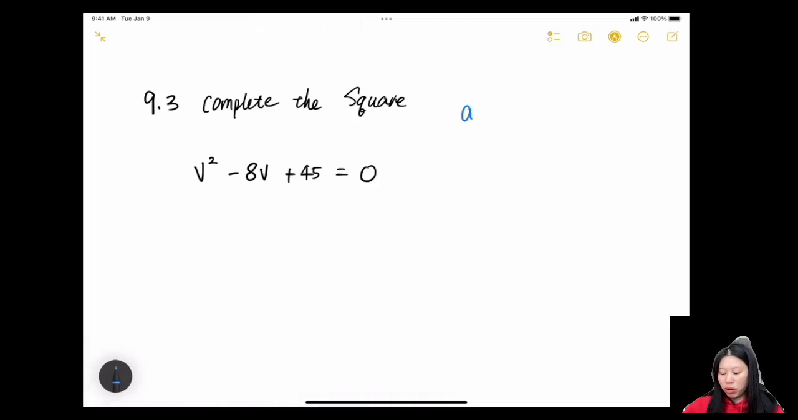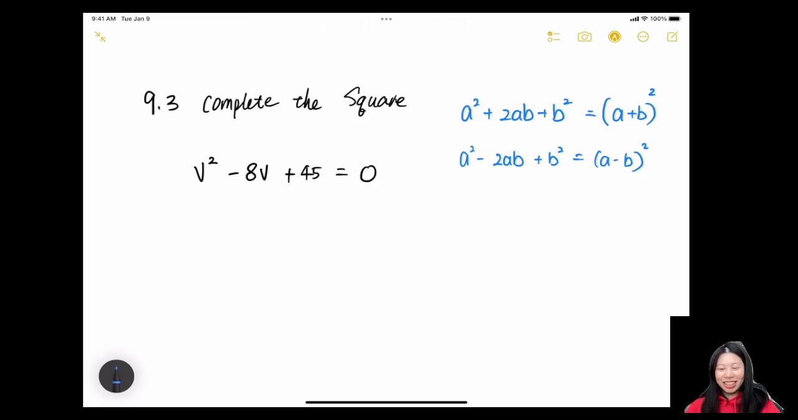The perfect trinomial: a squared plus 2ab plus b squared equals (a plus b) squared. That's the formula we base it on. Of course, there's a subtracting version, which is a squared minus 2ab plus b squared equals (a minus b) squared.